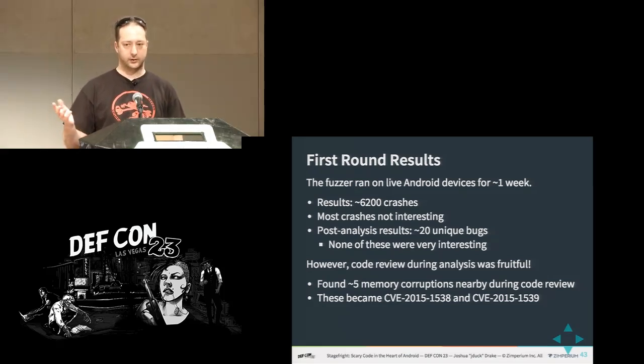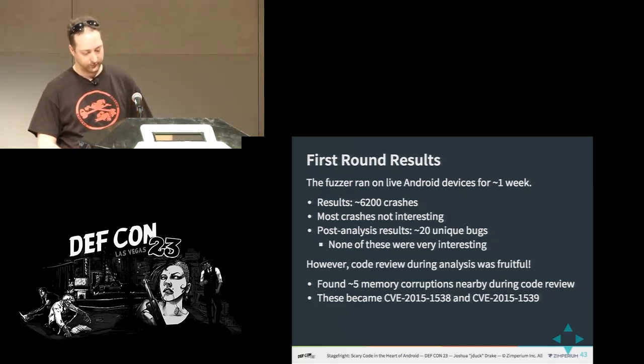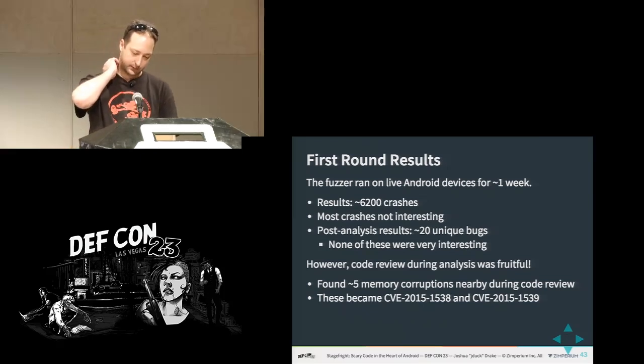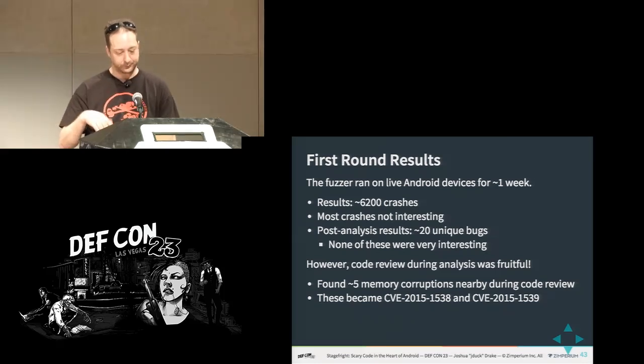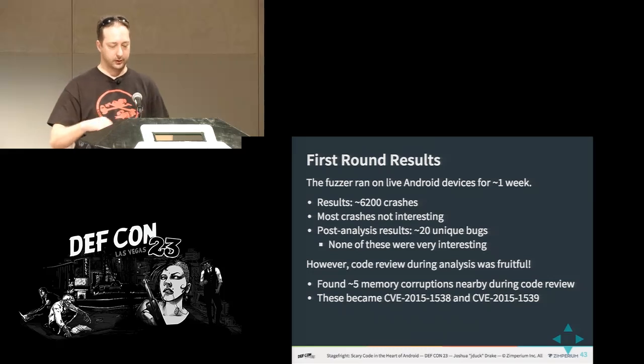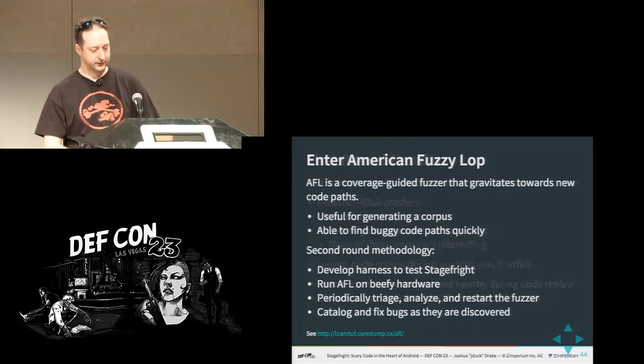And within two or three lines, there were just very important vulnerabilities. So I found about five during code review then. They became these two CVEs. The first one was a kind of merger of several issues because of similar root cause and affected versions.